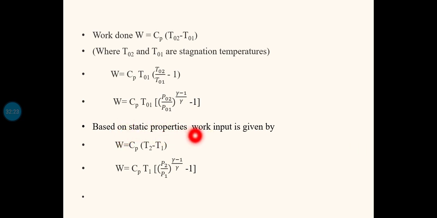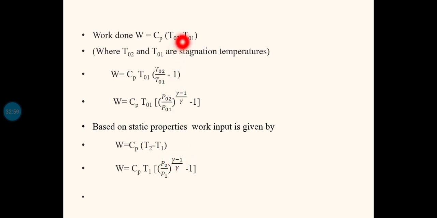The same equation can be expressed in terms of static properties also. Based on static properties, work input is given by W equal to Cp into (T2 minus T1). Here it was Cp into (T02 minus T01), both temperatures on stagnation. Here instead of stagnation, I am directly writing static temperature. And here it was W equal to Cp into T01, so here it becomes W equal to Cp T1 into ((P2 by P1) raised to (gamma minus 1) by gamma, minus 1).